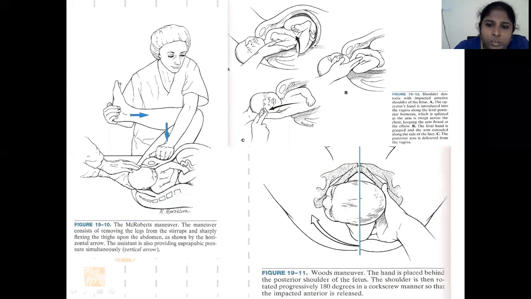This is for shoulder dystocia, Wood's maneuver and McRoberts maneuver. McRoberts means you hyperextend, that is, the legs are pulled onto her stomach, so that this diameter increases and the shoulders come out. This is Wood's maneuver. The hand is placed behind the posterior shoulder and the shoulder is rotated 180 degrees in a corkscrew manner so that the anterior shoulder is released. These are the maneuvers for shoulder dystocia. For breech, I didn't get the pictures.